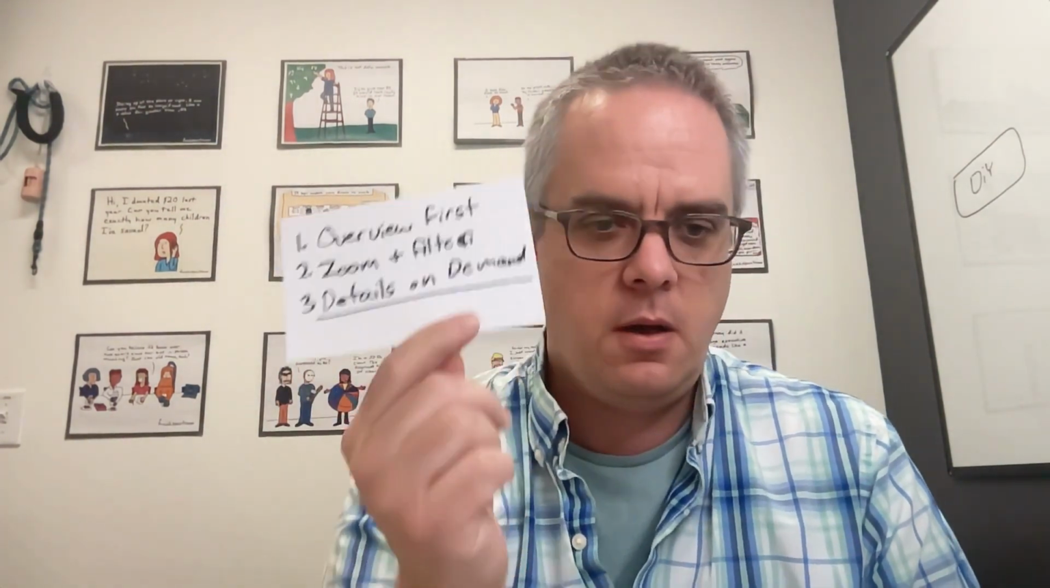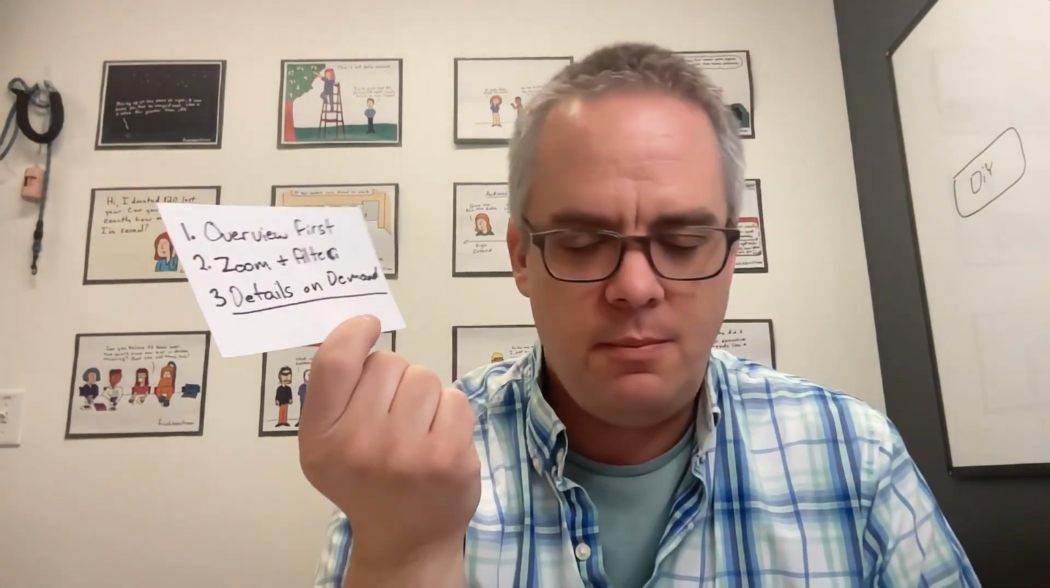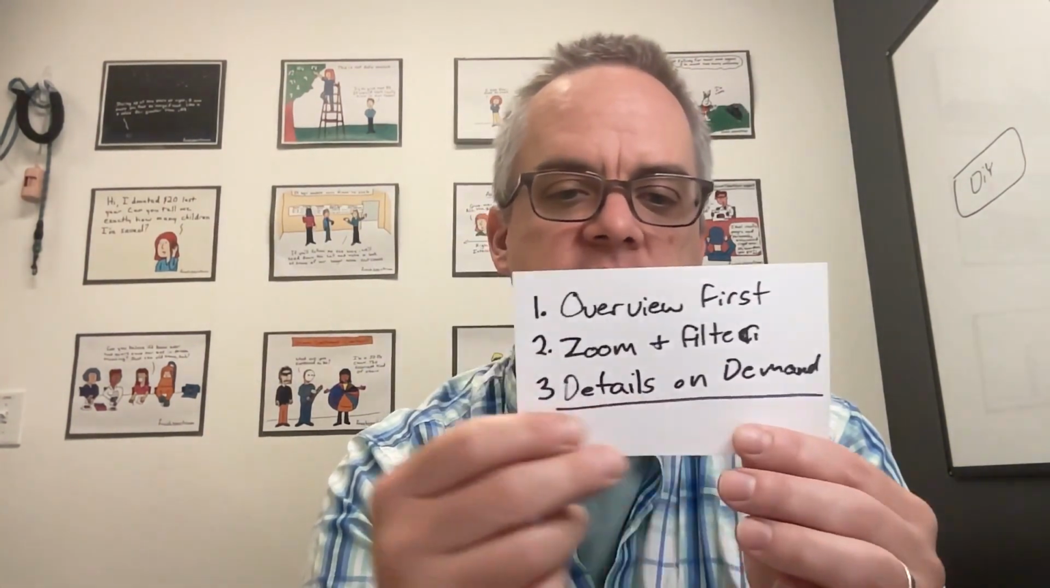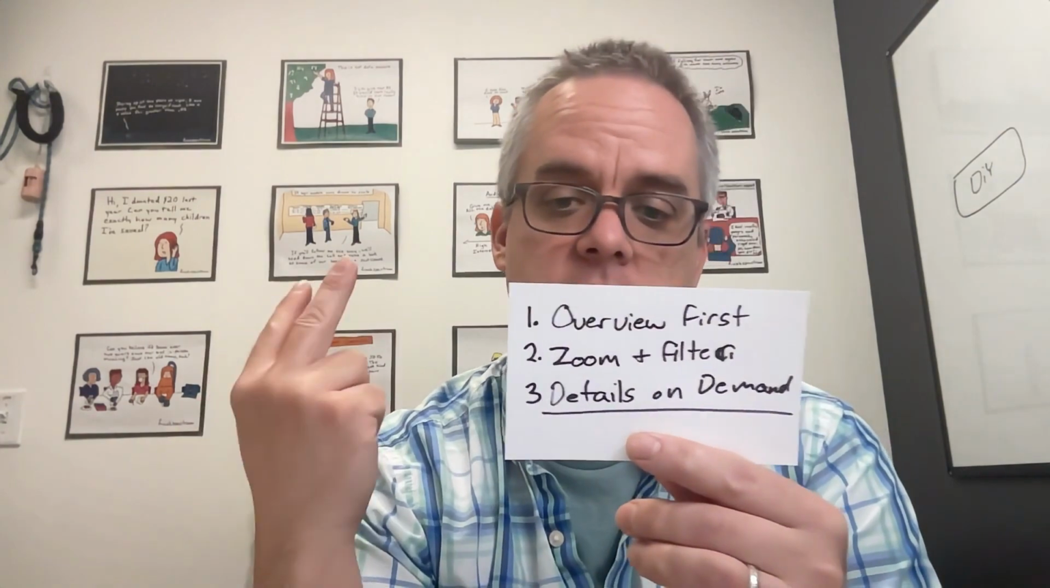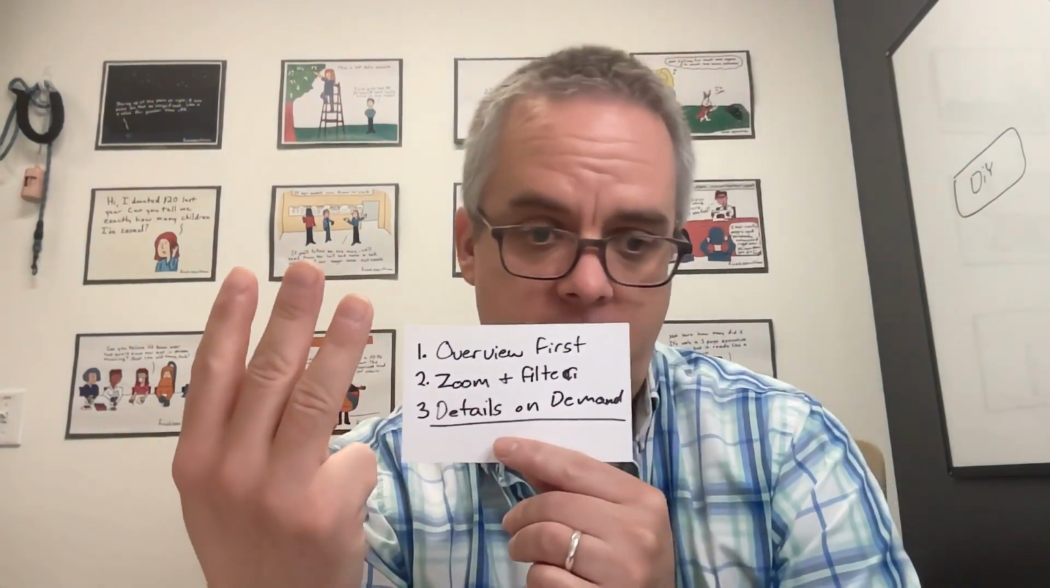All right. The interactive design mantra. I learned this pretty early on by Schneiderman. I think that's his name. I hope I didn't just mess it up, but if I did, I'll go back and change it. All right. So there are 3 things: overview first, zoom and filter, details on demand.